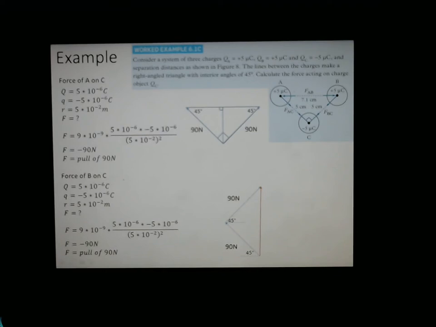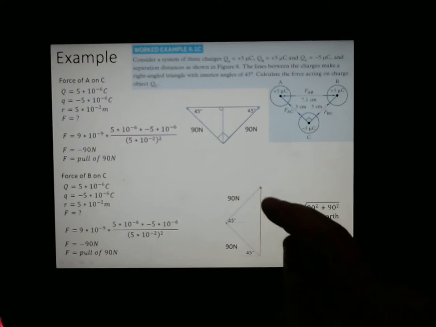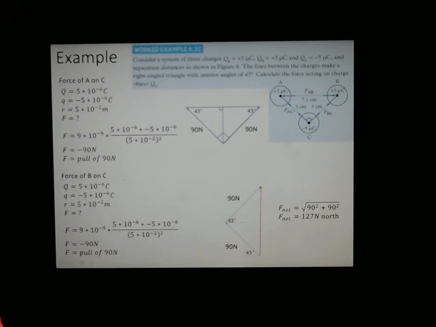Now the really good thing is we can see here that this is a right angled triangle, because if that's 45 degrees, that'll be 45, that'll be 45, and 45 plus 45 is 90 degrees. So we've got a nice, easy right angled triangle. Let's use Pythagoras to solve it. Our F net, our orange line here, will be equal to 90 squared plus 90 squared, and we take the square root of it.